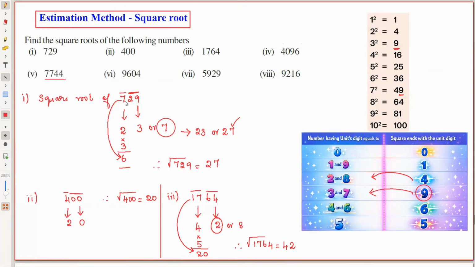Okay, here 7 while comparing with 6, 7 is greater. We have taken the greatest number. Here 17 while comparing with 20, 17 is less. So you have to choose the lesser number.